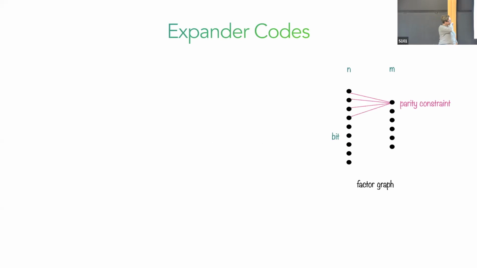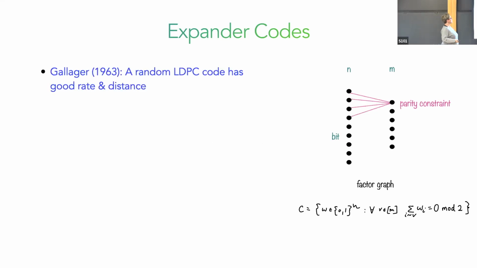Okay, so let's start with the LDPC code. LDPC stands for low density parity check. This is when you think of a code as you take a random matrix and you look at the kernel of this matrix, that's your code. So Shannon showed that a random matrix gives rise to a good code, the kernel is a good code. And Gallager showed that the same thing is true for a random sparse matrix.